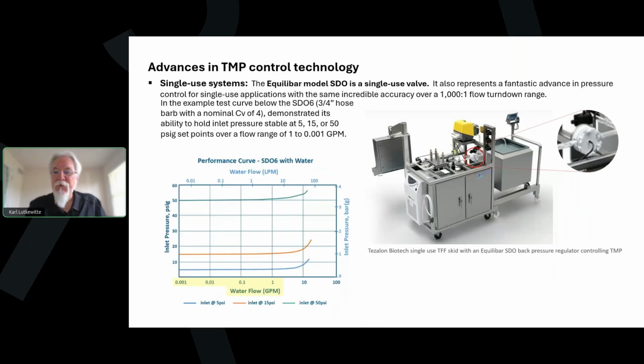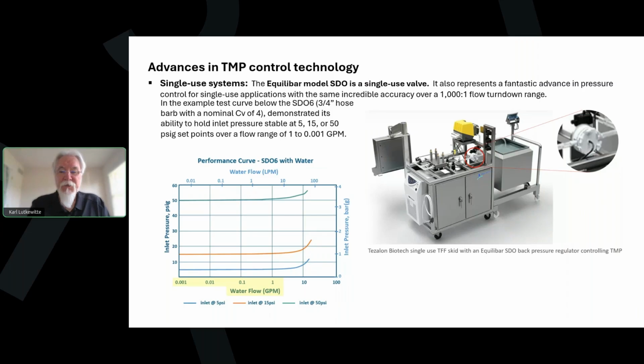On the single-use side, it's exactly the same tech. It works exactly the same idea. I'll show you the cutaway of the SDO, the single-use valve, in a moment. The only difference is this valve will hold inlet pressure rock steady over 1,000 to 1. Not quite the same as 10,000 to 1, but it's still more turndown range than any biopharm application that you will ever come across. The SDO, the single-use valve, is our newest tech, and it was released about 2 years ago. As you can see in the illustration there from a company called Tesalon, that's one of the OEMs that's adopted this for their single-use TFF skids for retentate pressure control.